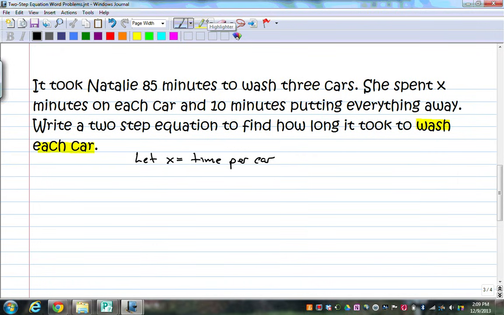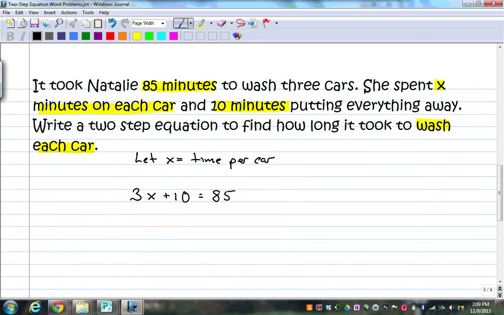And then I look for any numbers that I have in the actual problem. Let me get my highlighter. 85 minutes. Okay, that was the total. And then we have x minutes per car, great, and 10 minutes putting things away. So there's all the information that we need. So she did 3 cars, and it was x times each, plus the 10 minutes to put everything away would equal the total amount of time that she spent.